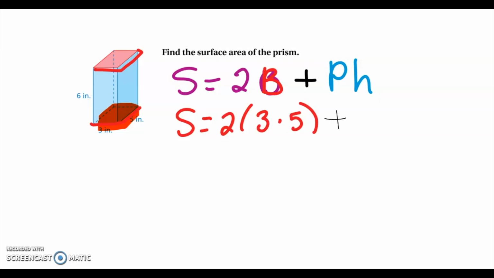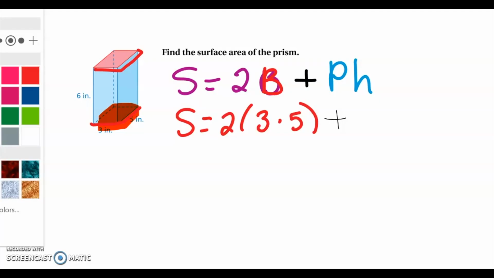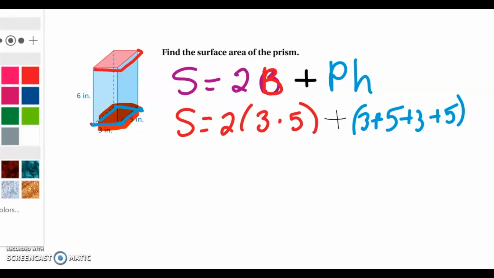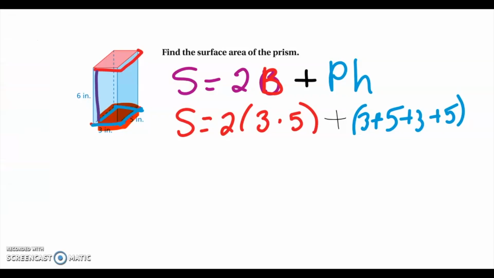Then I'm going to look at my lateral area, which is the blue part in the middle there, and the perimeter of the base has to be the first thing that I find. So 3 plus 5 plus 3 plus 5. Don't forget, you have to add all 4 sides. And then the height of the prism is this distance here, 6.